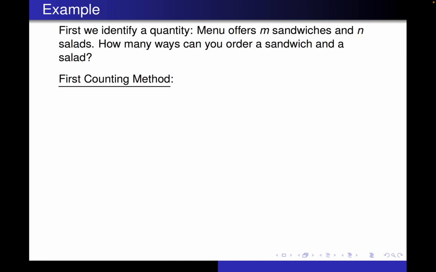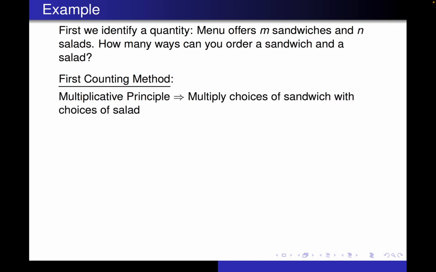So we're going to count this in two ways. I'm guessing you know what the first counting method is. That's a perfect setup for the multiplicative principle. We just multiply the choices of our sandwich with the choices of our salad, and we get M times N ways to order one sandwich and one salad.